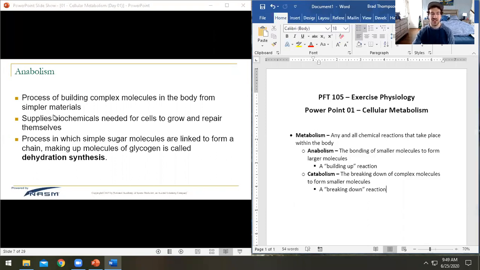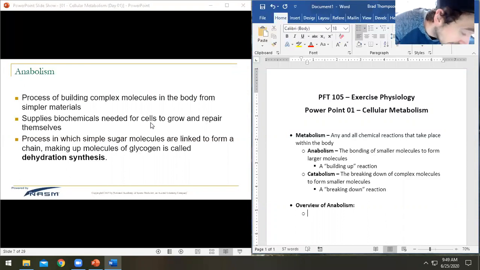Let's talk about the process of building complex molecules up. Let's go ahead and talk about anabolic reactions. So again, if we're looking at an overview of anabolism, this is the process of building complex stuff up. It supplies us with the needed cells that our body has to grow and repair. This is how you make new cells. That's very much an anabolic reaction.